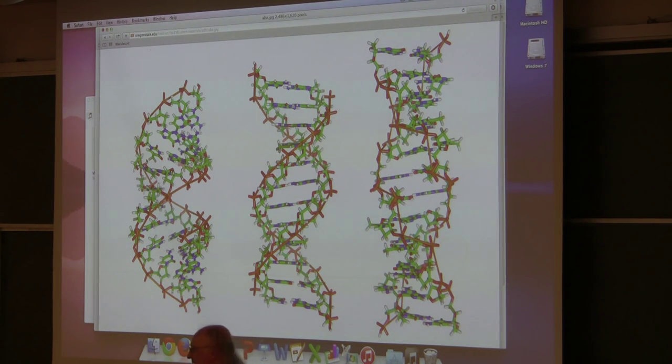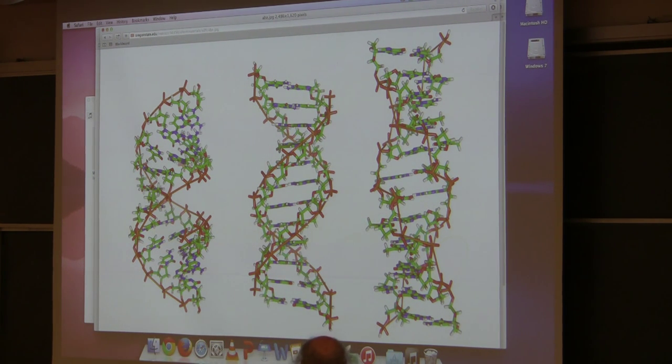B-DNA is right-handed. A-DNA is right-handed. Z-DNA, which is what the one on the right is called, Z as in zebra, is left-handed. And that means that if this left-handed form is going to form, what has to happen in the DNA of a cell is you have to have a section that's going right-handed, and then something has to happen, and for a section it goes back left-handed, and then it goes back right-handed again. Because we know that the right-handed form is by far the most predominant.